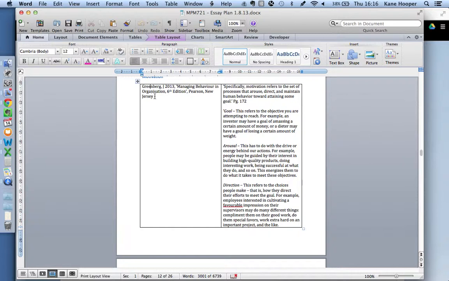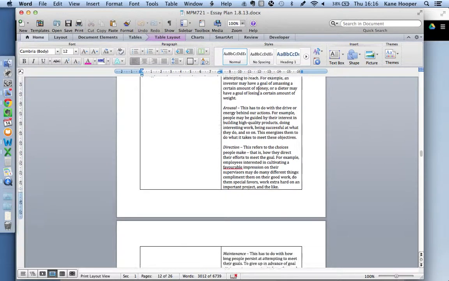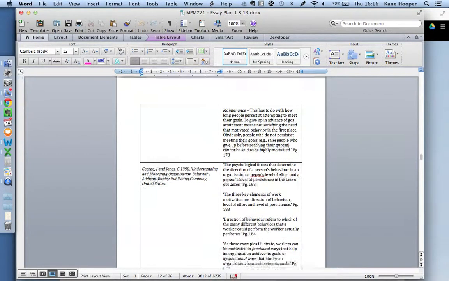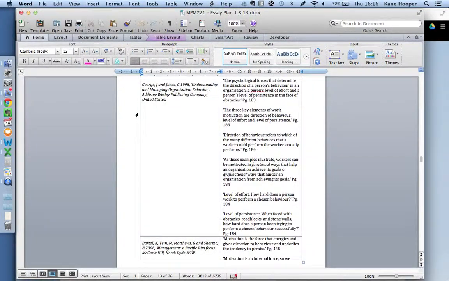So what I do is, in this column I've got the reference itself. This is in the Harvard reference style, and then I take it word for word out of the textbook. So that's all there, and I reference the page number as well. Usually when I'm doing this, I'll go to about 5 or 6 textbooks in the library.